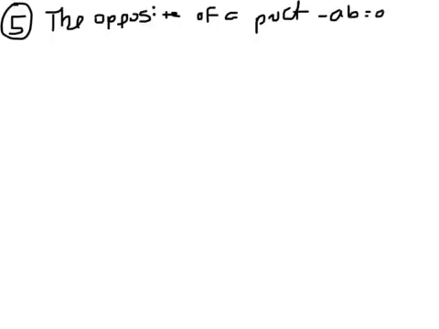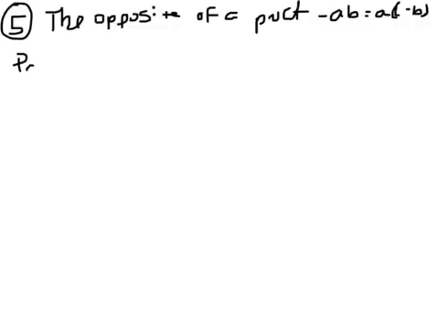Number 5 says they want us to prove that the opposite of a product, negative AB, is equal to A times negative B. Basically what that's telling me is that if I have two things that are multiplied and they've got a negative in front of it, I could put that negative sign with either the A or the B.